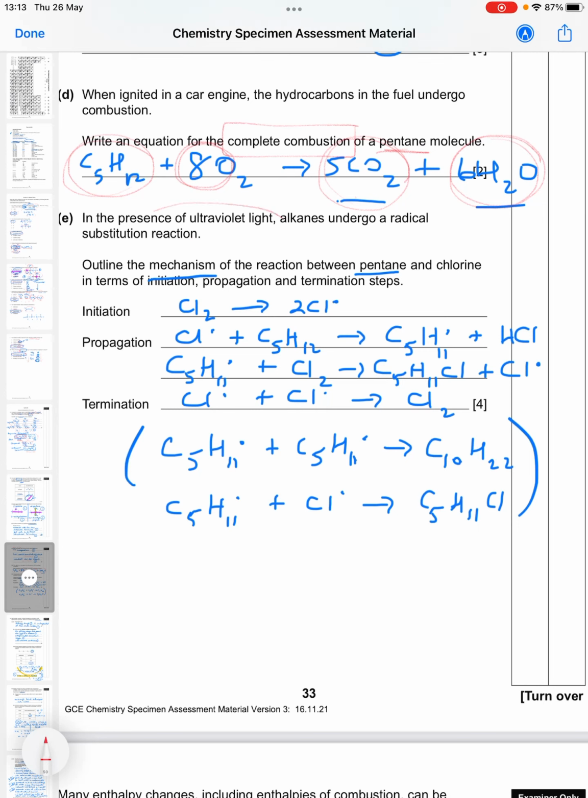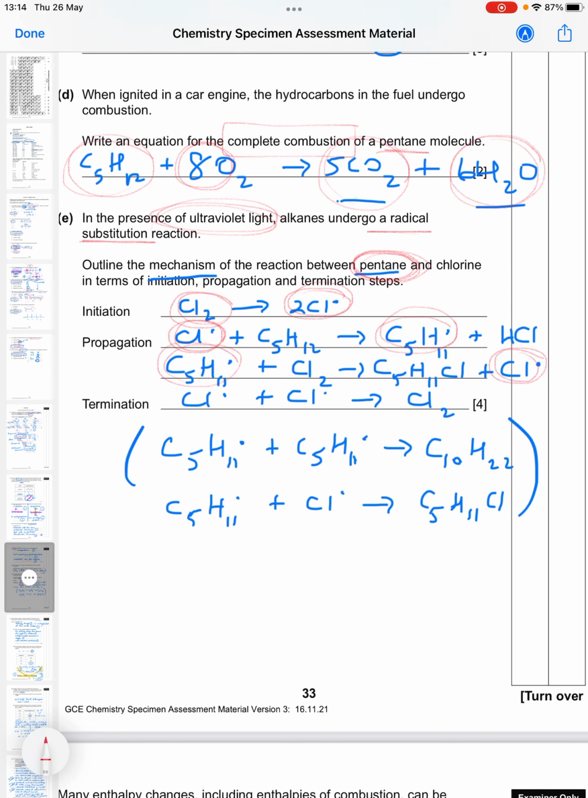And then we're looking at the reaction in the presence of UV light, where alkanes undergo radical substitution. And then here you're being asked for the reaction between pentane and chlorine. So you probably have learnt ethane, but you're just substituting in pentane in place of ethane where you would normally use it. So initiation, of course, is the chlorine molecule being broken up by homolytic fission to give two chlorine radicals. Propagation is anywhere where you have a radical reacting with something else to produce another radical.